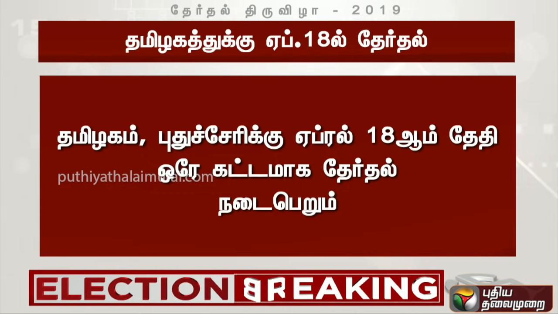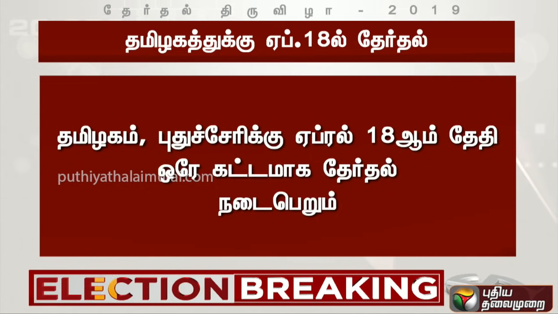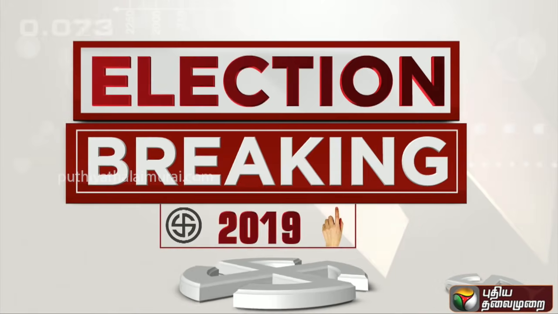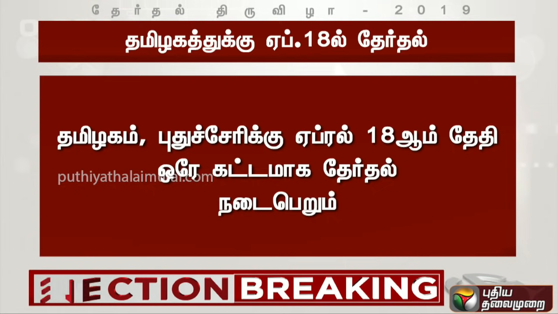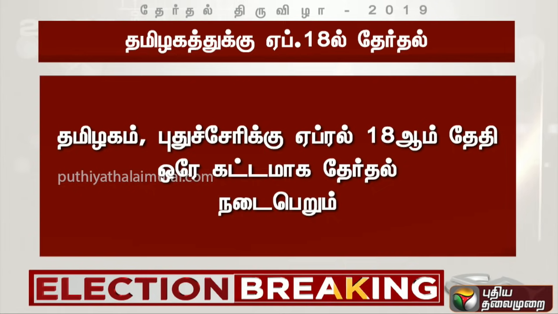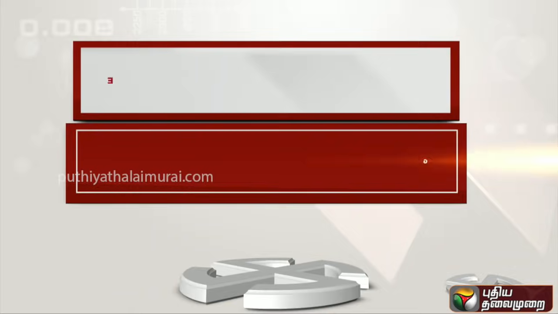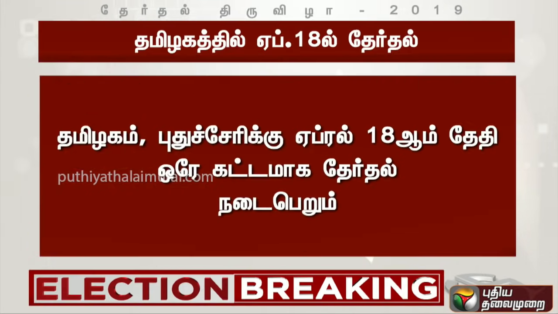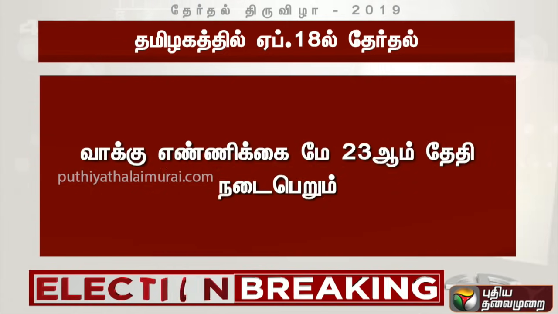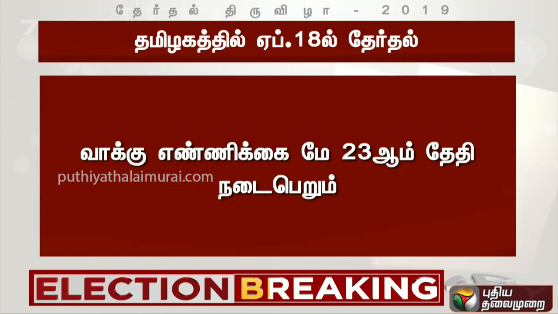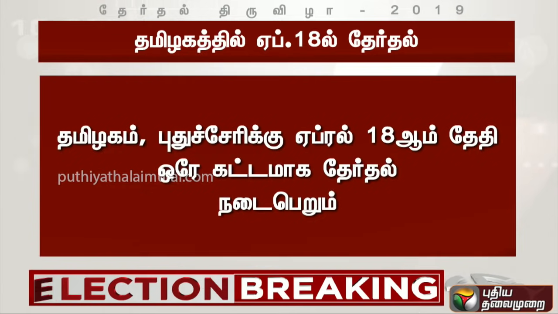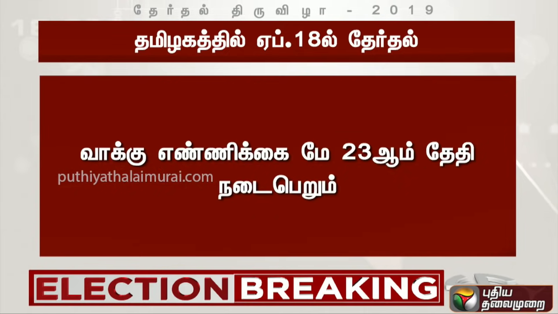Phase 5, 6th May: Bihar 5, Jammu Kashmir 2, Jharkhand 4, Madhya Pradesh 7, Rajasthan 12, Uttar Pradesh 14, West Bengal 7, total 51.